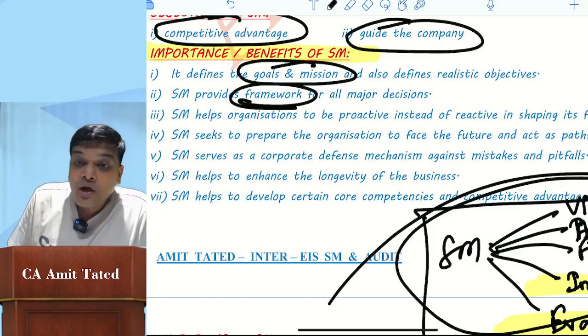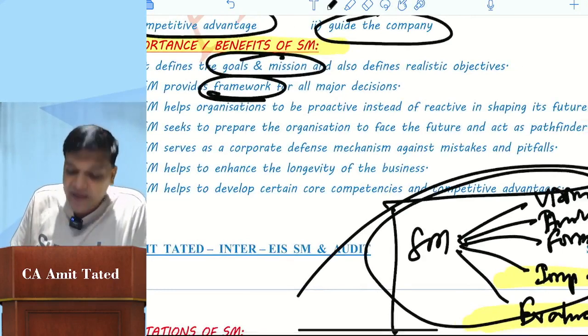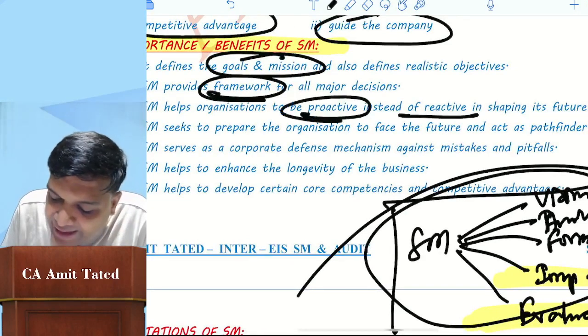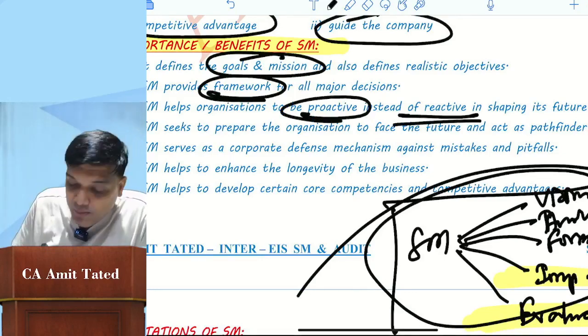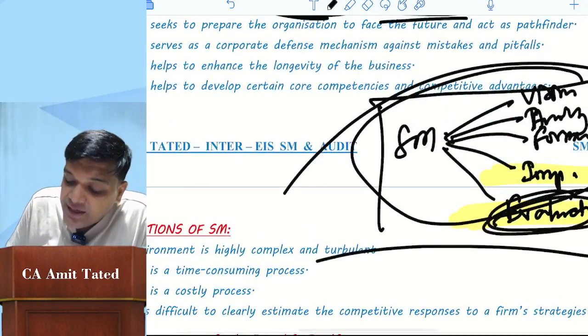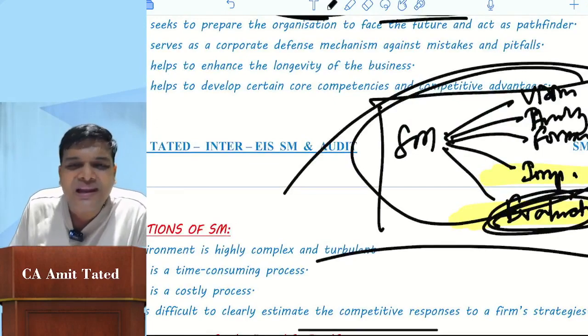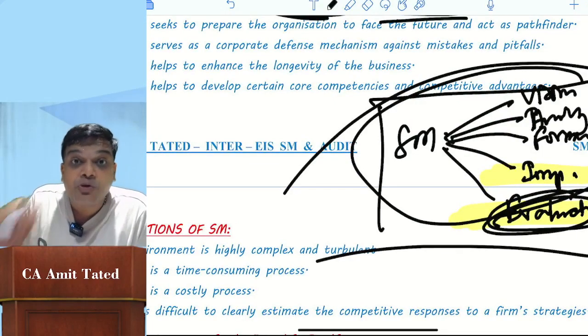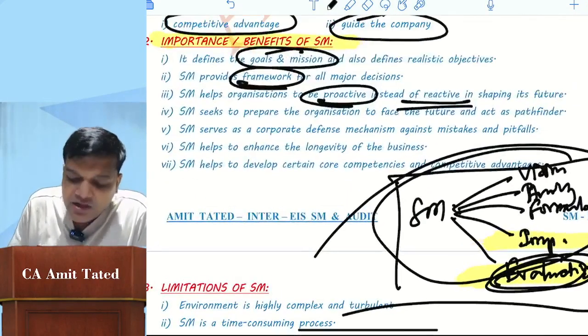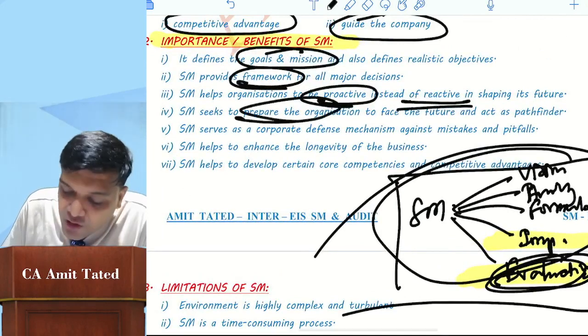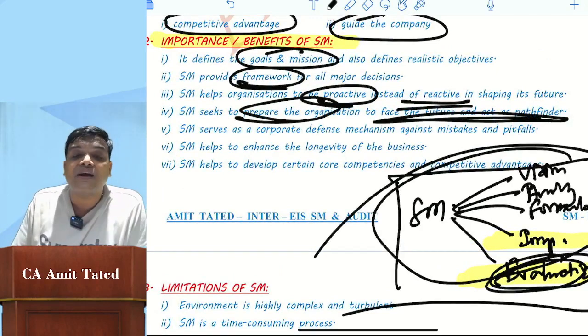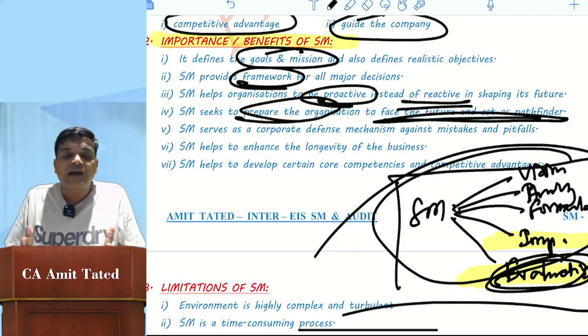The third point, please understand, if I follow strategic management, I will be proactive instead of reactive. Again, I'm telling you, it doesn't mean that I will never be reactive, because the last point, evaluating strategy, means I'm reacting. But I'll be more proactive. So the third advantage is proactive. Fourth point, it will prepare the organization for facing the future, and it will act as a pathfinder. Basic answer, easy points.